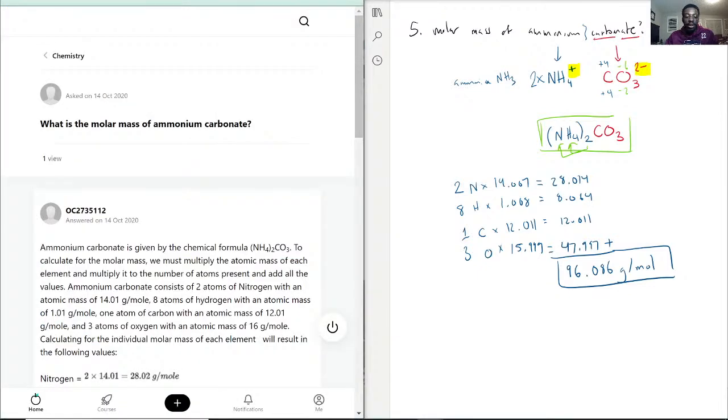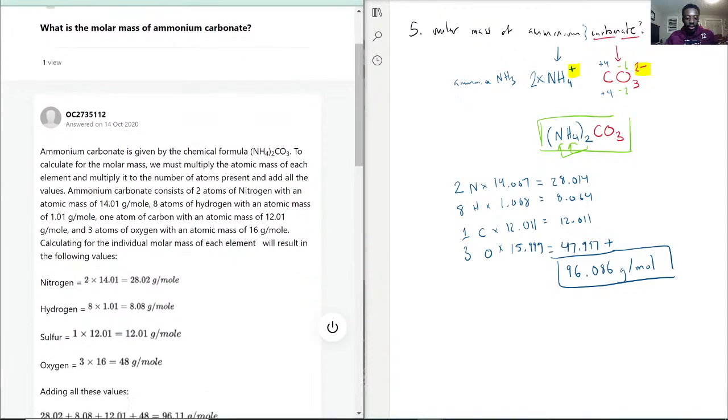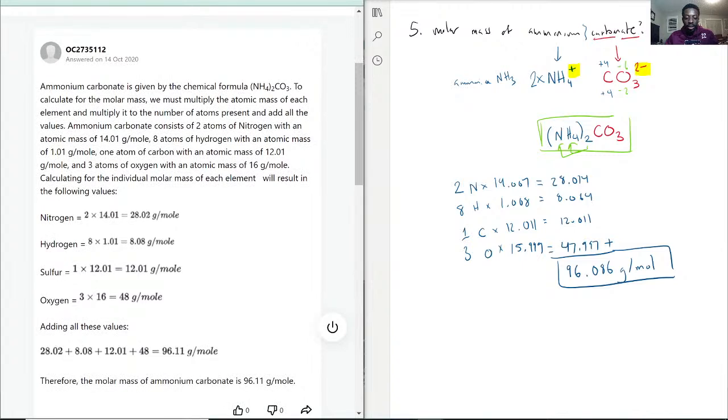Let's see how we did. Yep, we got that, (NH4)2CO3, and then we're going to add it together. Yep, and they get 96.11. So theirs is different because, as I've said in other videos, it depends on your periodic table and how they round there, and that's the one you want to use.